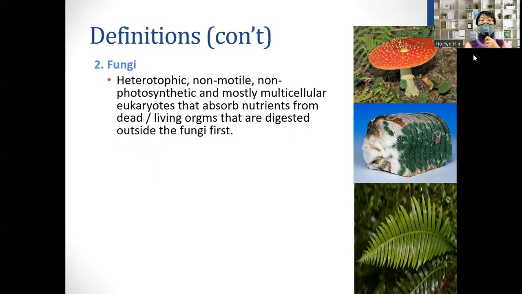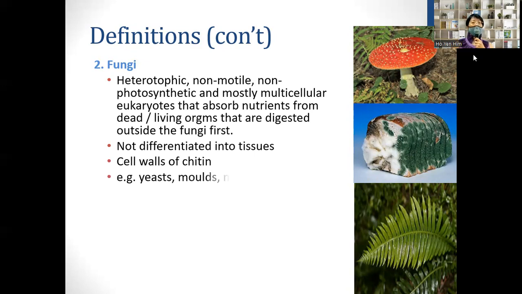Okay, they secrete enzymes. So they are not differentiated into tissue, cell walls made of chitin. Example, yeast, molds and mushrooms. So mold is the one that grows on the bread after you leave it for some time, and mushrooms.